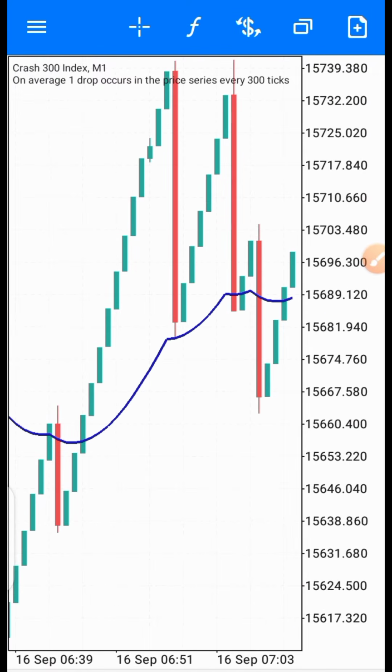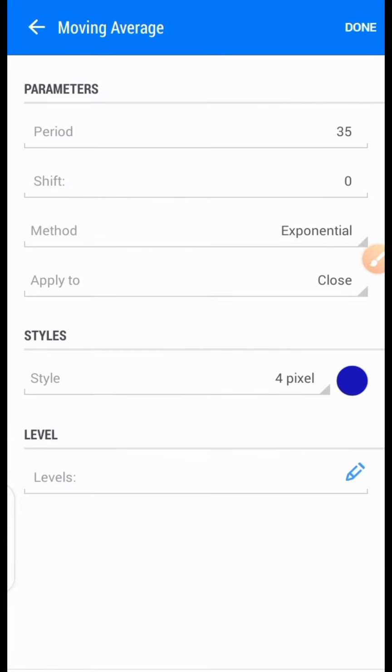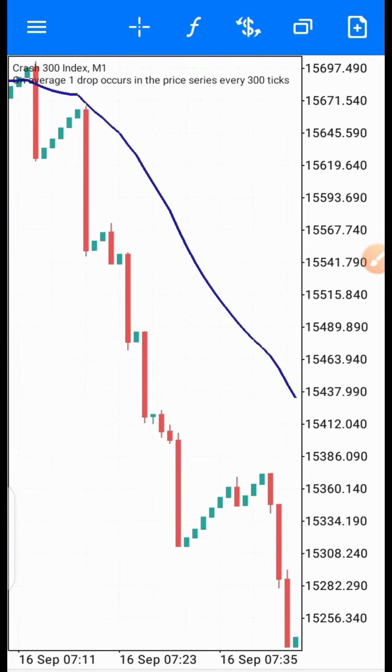That is where we need this moving average you are seeing on my screen. Just add the moving average. The moving average is period 35, shift 0, method exponential, apply to close, style 4%. So click on done after that. So you should see the moving average.